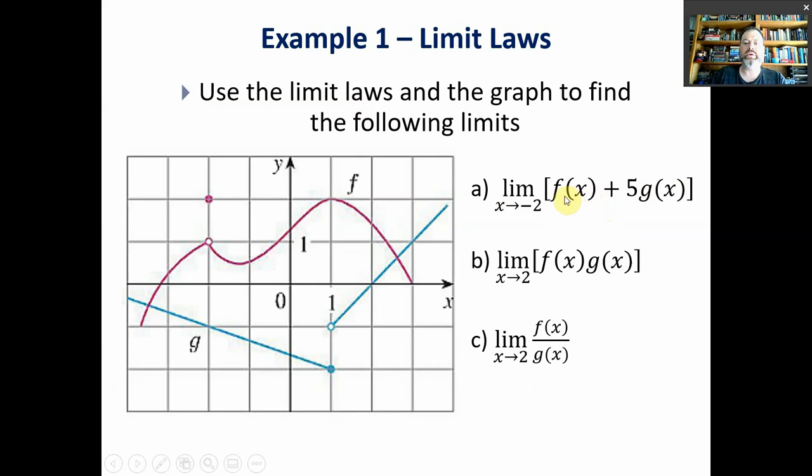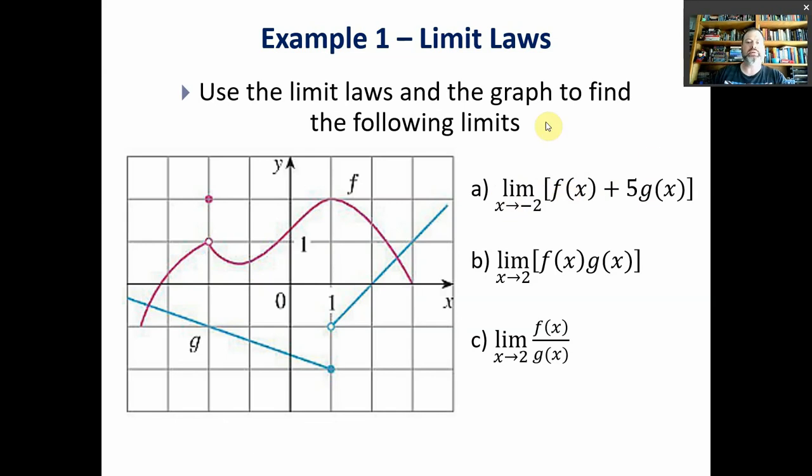So let's look at f of x plus 5 times g of x. That looks pretty hairy. And the limit here as x approaches -2. So go over here to -2. So x equals -2 is here. F of x, the function is here, but look at the limit. The limit coming from the right and the left approaches 1. So in order to solve this, we can distribute this inside using our limit laws.